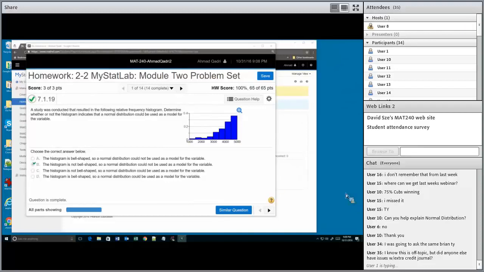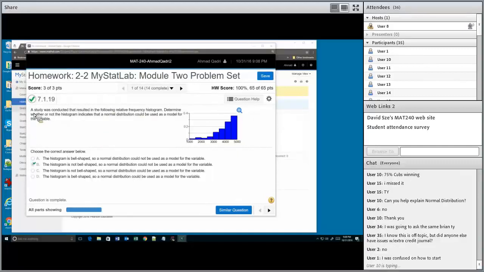All right, so here's the first question. You should be able to answer this without knowing anything. A study was conducted that resulted in the following relative frequency histogram. Determine whether or not the histogram indicates that a normal distribution could be used as a model. So can we use a normal distribution model for something that looks like this?